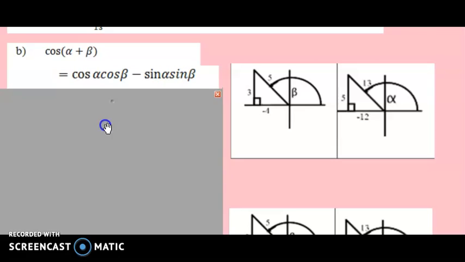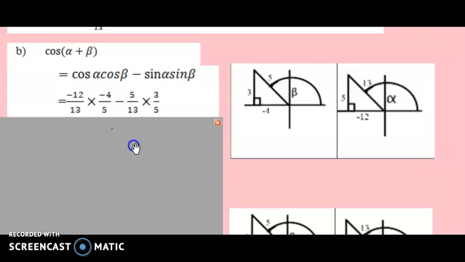So, after I've written down the expansion, now I go and search what is cos of alpha. Cos of alpha, the adjacent side over the hypotenuse, negative 12 over 13. What is cos of beta? Cos of beta, now I go to the sketch where beta is. The adjacent side over the hypotenuse, negative 4 over 5.